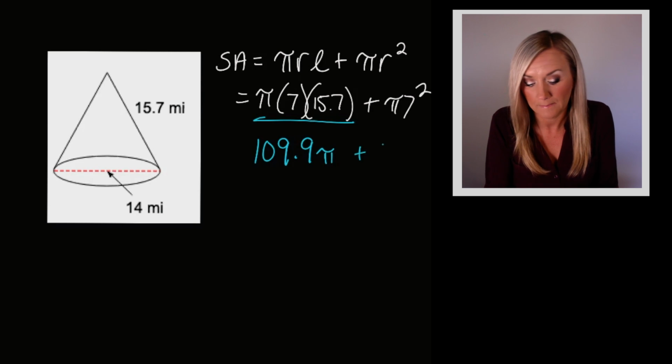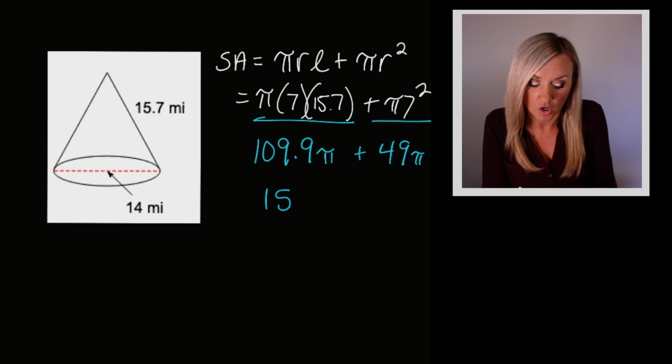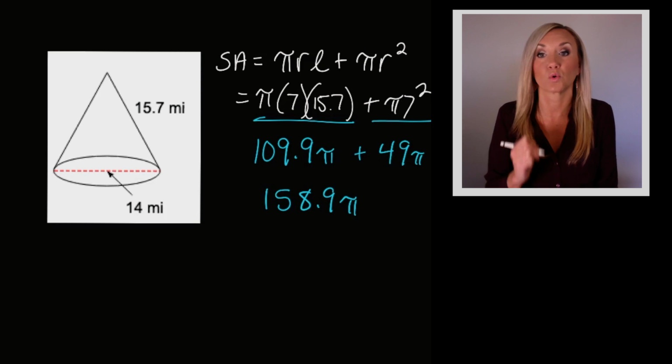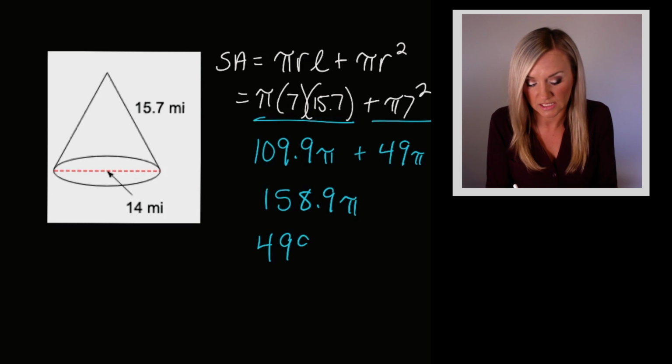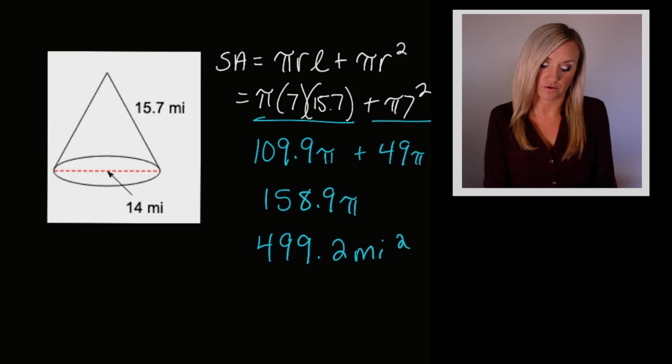So then I'm hoping that you did 7 times 15.7, which is 109.9 pi, plus 49 pi with that 7 squared. Add those together, we have 158.9 pi for a grand total of 499.2 miles squared.